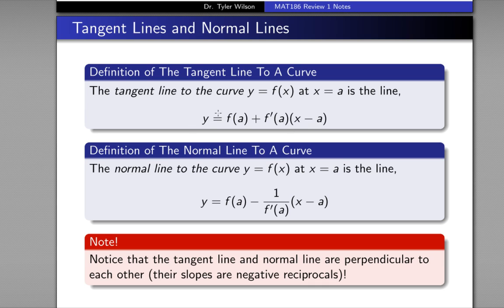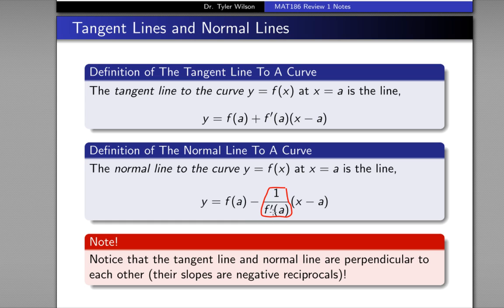So this is the tangent line to a curve. This is the equation of a tangent line to a curve. The equation of a normal line to a curve at x equals a is the same sort of thing, only if you look at this, this is the only thing that changes. You have a 1 over f prime at a, and you have a negative here.